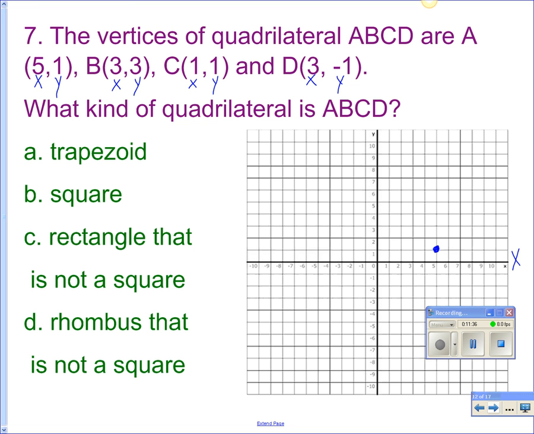3, 3, I have to go to 3 on the X. And then up 3.